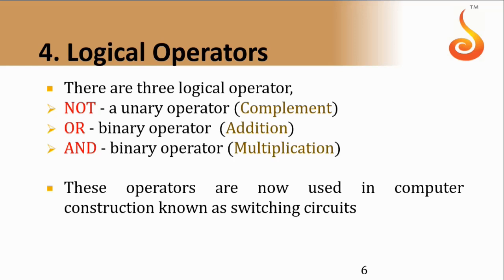Or is binary addition. Here I'm just giving you an introduction. We will do all this in detail. I will solve it and show it to you. So you just listen to what I'm saying now. Or is binary addition and and is binary multiplication. Addition is plus, multiplication is dot. For an and to be true, everything has to be true when two or more inputs are there, and or is true if one of them is true. These operators are now used in computer construction known as switching circuits.